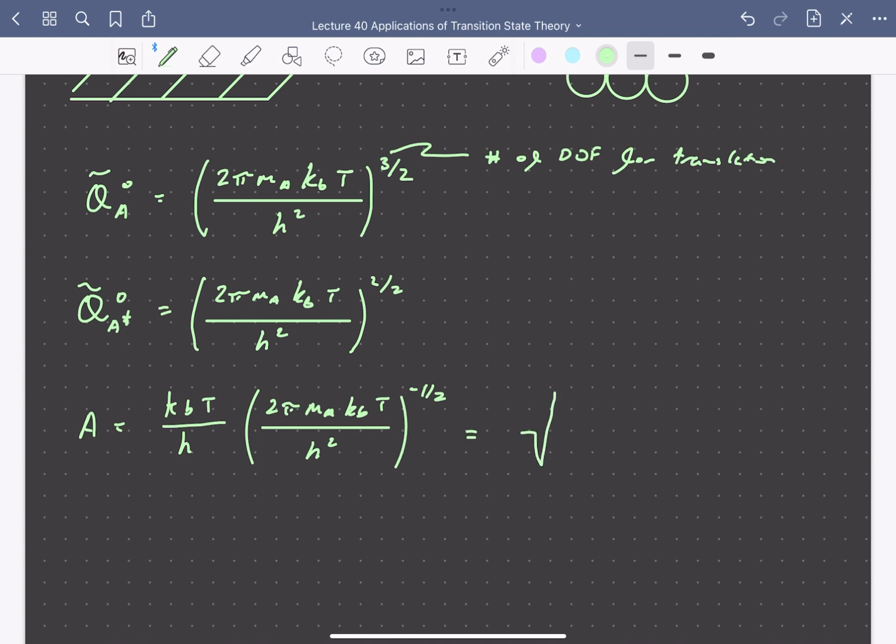Simplifying this, we get an expression for our pre-exponential factor that's the square root of kBT over 2 pi times the mass of A. So these are all known constants, and we can get a quantitative result for the pre-exponential factor that we would expect for this physical situation.